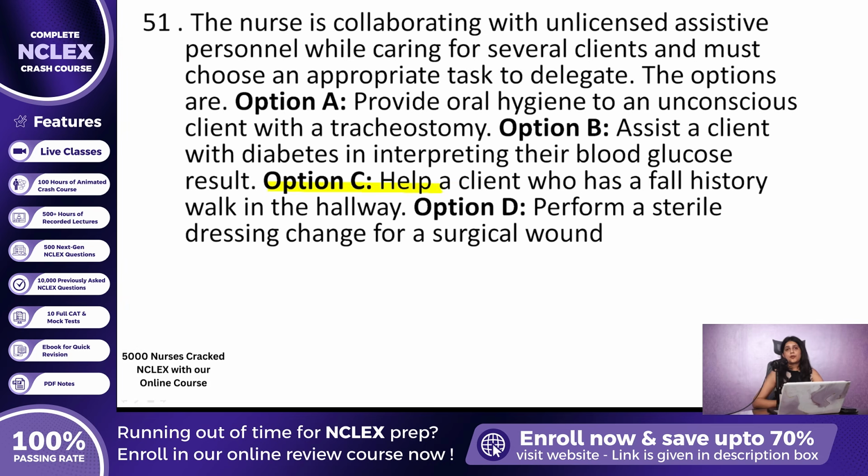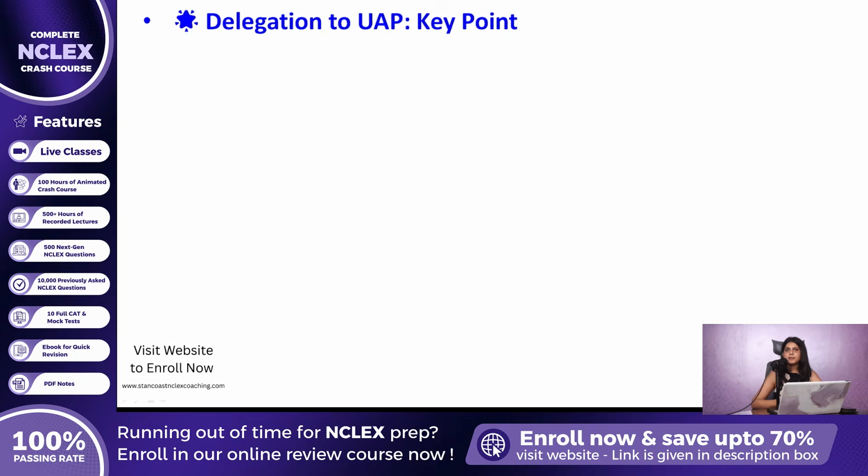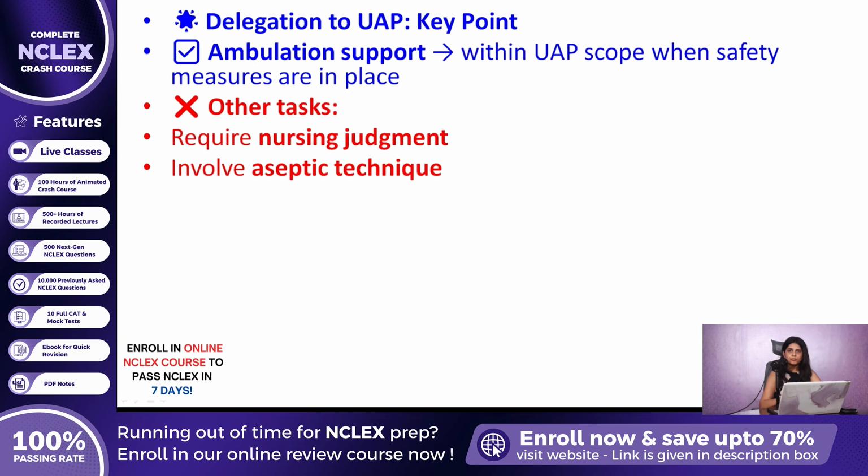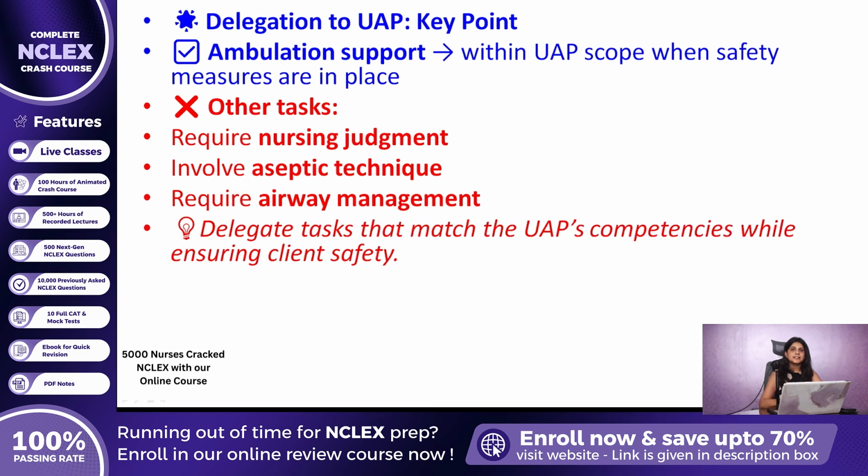The rationale is that ambulation support falls within the scope of UAP duties, as long as safety measures are in place. The other tasks require nursing judgment, aseptic technique, or airway management, which are beyond the scope of a UAP. The key point is that delegation should match the assistant's competencies and ensure client safety.